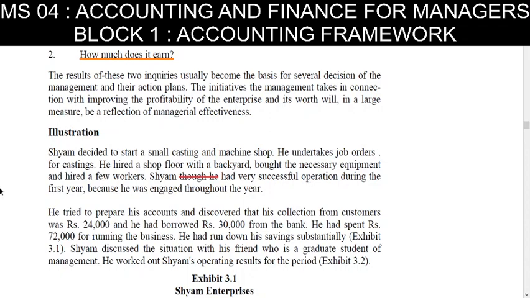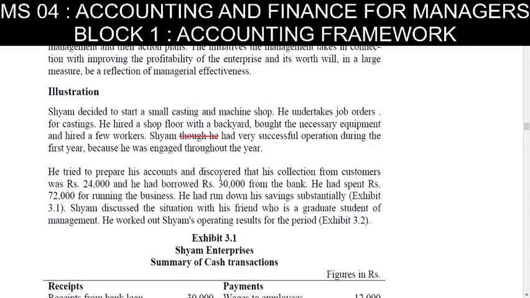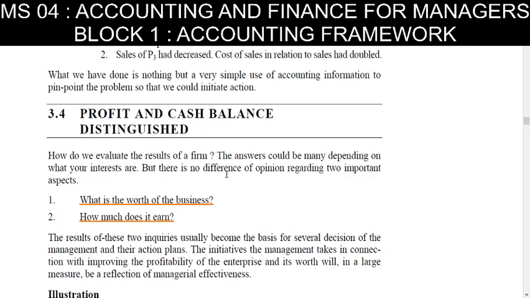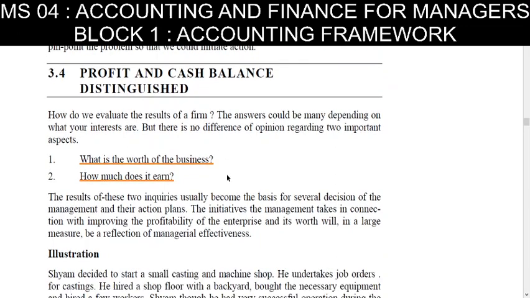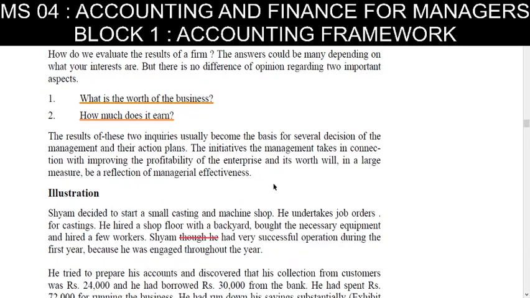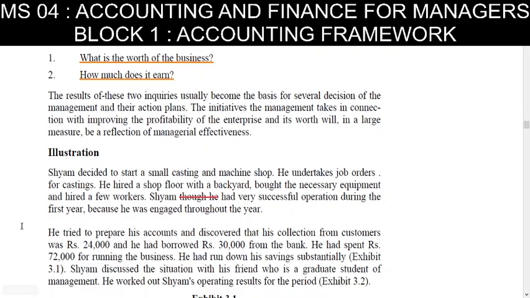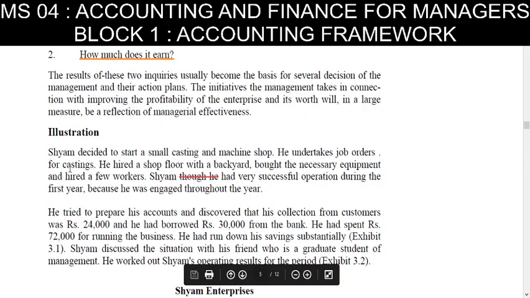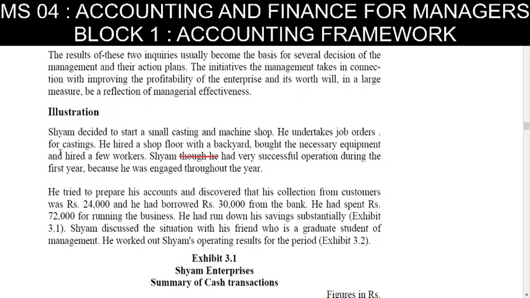There is an example given here. Through this example, we will be seeing different aspects of the profit and loss account, and whether the cash balance is equivalent to the profit or not. Example: Shyam decided to start a small casting and machine shop. He undertakes job orders for castings. He hired a shop floor with a backyard, bought the necessary equipment, and hired a few workers.